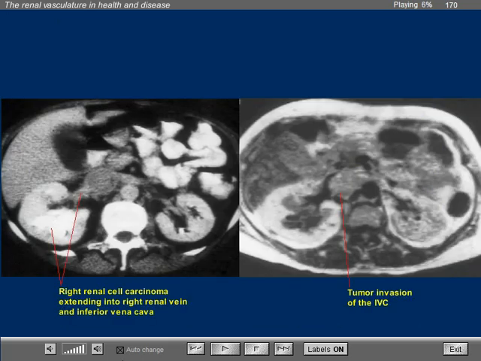Note in this patient with a carcinoma of the right kidney, which extended into the right renal vein, and there is therefore a mass within the right renal vein and inferior vena cava, the concordance in the imaging findings. To your left is the CT, and to your right the MRI. The MRI distinctly reveals tumor invasion of the inferior vena cava, which corresponds to the same findings in the CT examination.